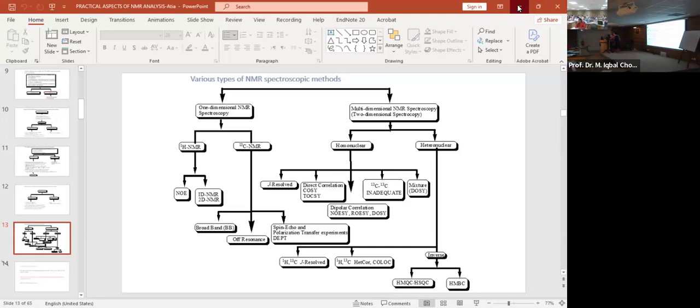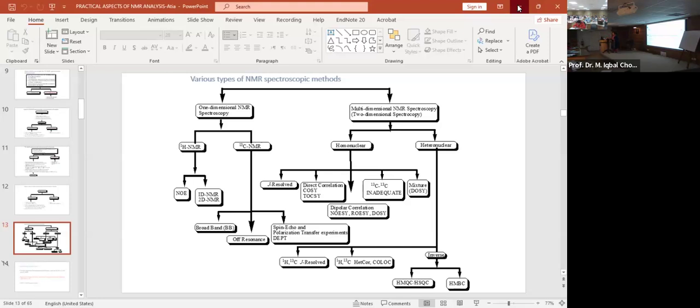Okay, the question is, what is the C13 resonance frequency on a 600 megahertz NMR spectrometer? What is the difference between the gyromagnetic ratio of the proton and C13? One-fourth. The gyromagnetic ratio of carbon C13 is 4 times less as compared to the proton.